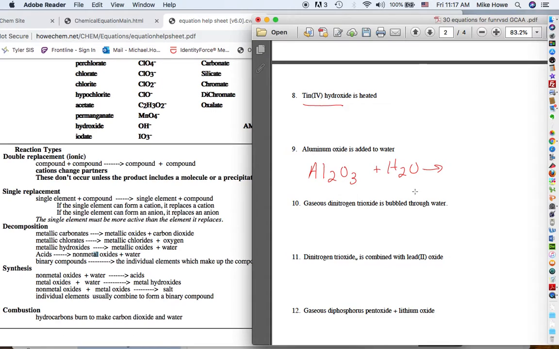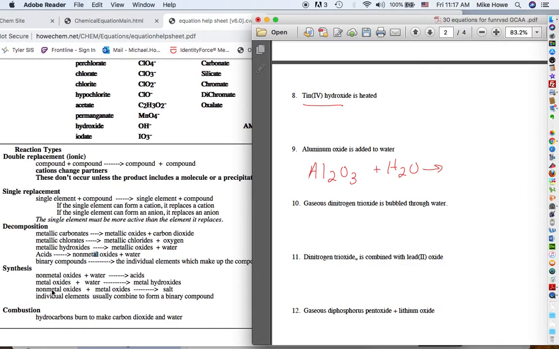And it kind of looks like a double replacement because compound plus compound. But if they change partners, be sure you catch this. If they change partners, where that goes there and that goes here, wouldn't you end up with the same things? It'd be Al and O and H and O. So nothing would have changed. So this must be a synthesis.